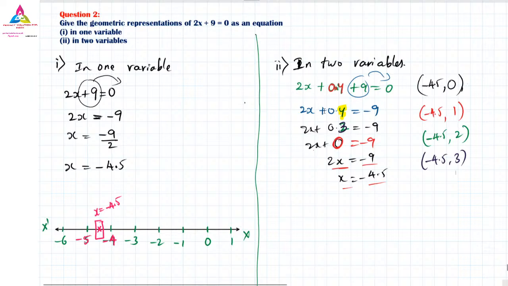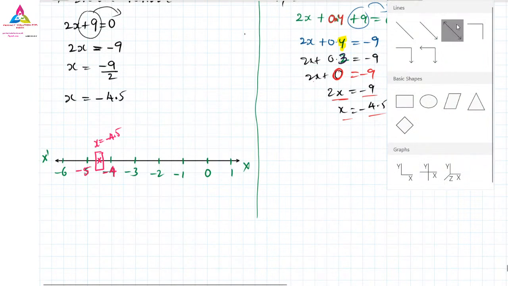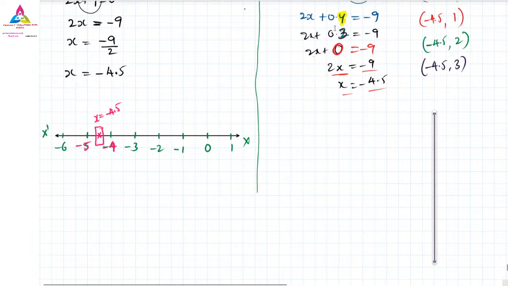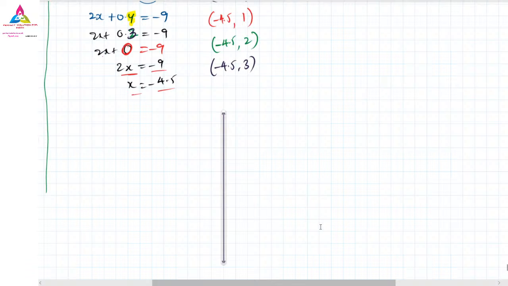So according to this, we have to draw the graph. Yes, it is parallel to the y-axis. So again you have to draw the graph. I will take this much, like this way. I will take it a little bit to the right hand side. Okay. So here you can take one more line.